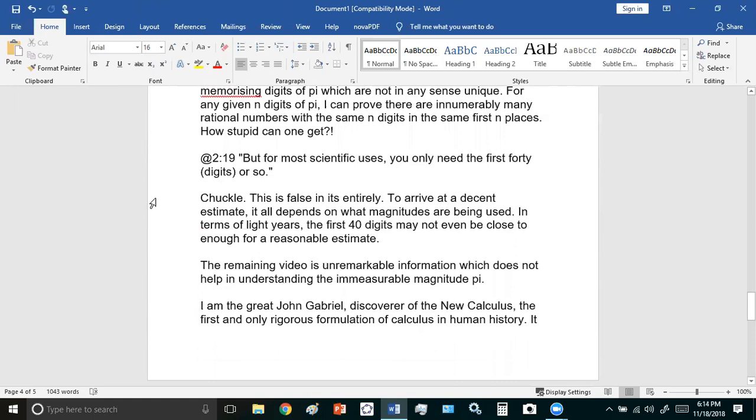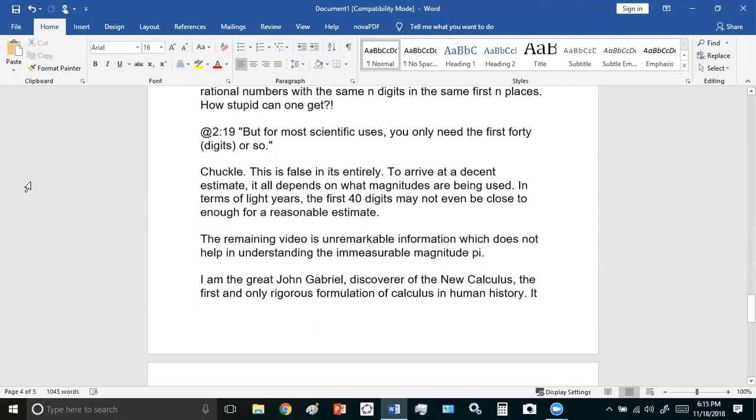Then at 2:19, he says, for most scientific uses, you only need the first 40 digits or so. Well, that's entirely false. To arrive at a decent estimate, depending on what error you set, it all depends on what magnitudes are being used. So if you look at galactic magnitudes in terms of light years, the first 40 digits may not even be close enough for a reasonable estimate. The remaining video is unremarkable, and the information which is given does not help in understanding the immeasurable magnitude pi.